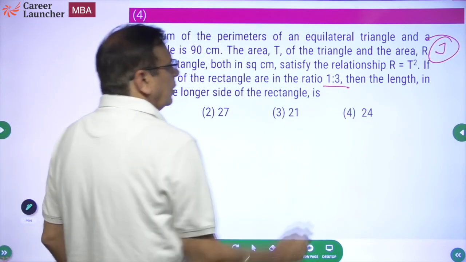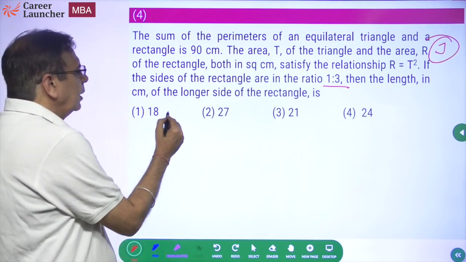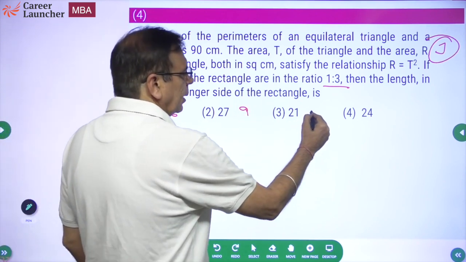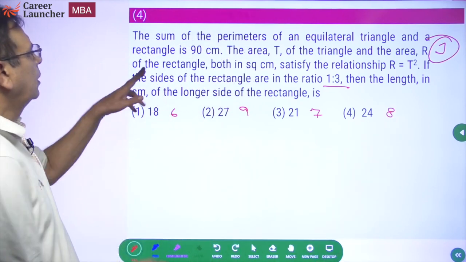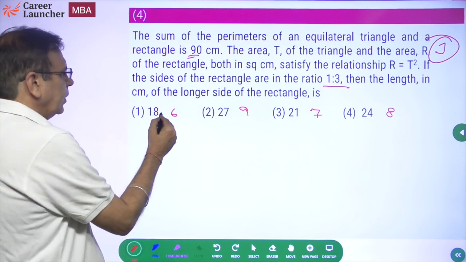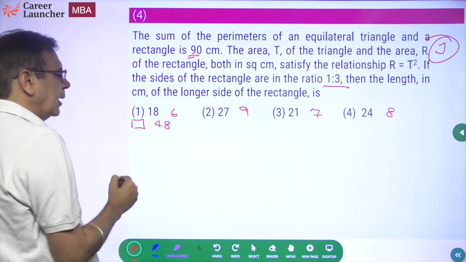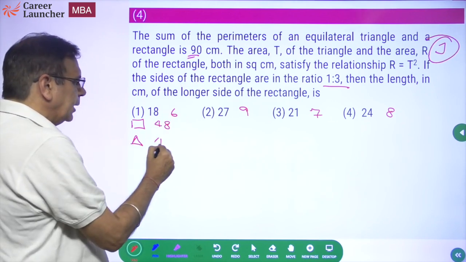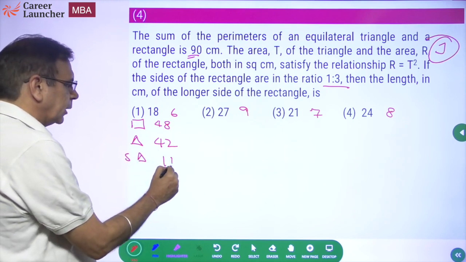Now, ratio of sides is 1 is to 3. If this is the longer side of the rectangle, that means the other side will be 6, 27 and 9, 21 and 7, 24 and 8, right? The question says the sum of perimeters is 90 centimeters. So what is the perimeter here? 18 plus 6, 24 into 2, 48. Perimeter of the rectangle is 48. So perimeter of the triangle should be 90 minus 48, 42. So the side of the triangle will be equal to 42 by 3, 14.